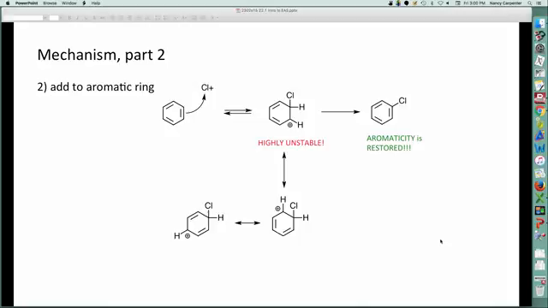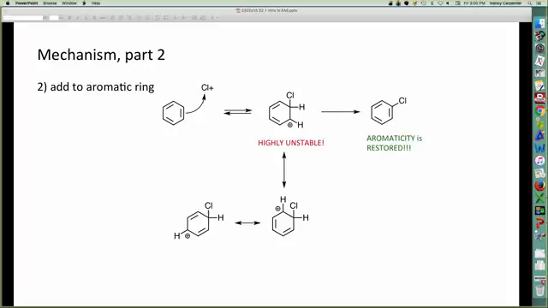resonance. Okay. Also note here that, of course, the carbocation is highly unstable. So if I were to take my nucleophile, whatever nucleophile happens to be present in the reaction mixture, and add it here, well, as I've said before, then I've destroyed my aromaticity. But by instead doing an E1 reaction. What? An elimination reaction? Yeah, you betcha.